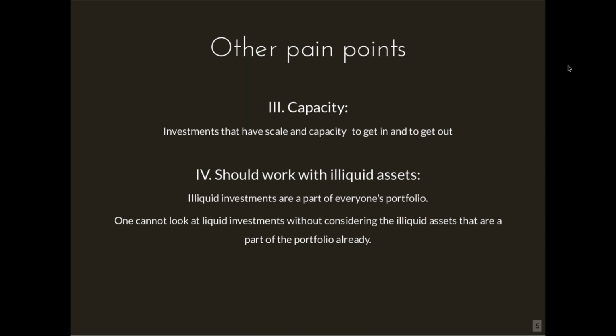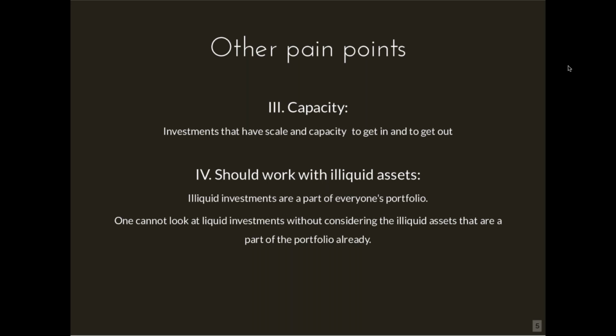Okay, other pain points are, again, as a CIO of a pension fund, you need investments that have scale, that can manage X many $1 billion. A trading strategy that can at best scale to a few $1 million will not resonate with you, will not provide any benefit, it will not impact your utility function, no matter how uncorrelated it is. So we need strategies with capacity.